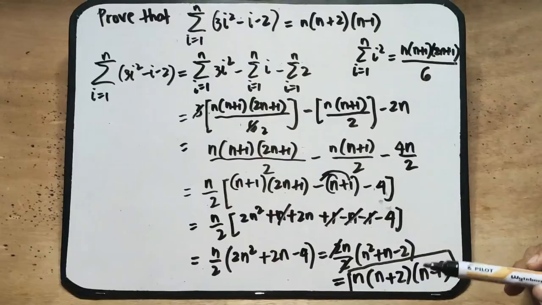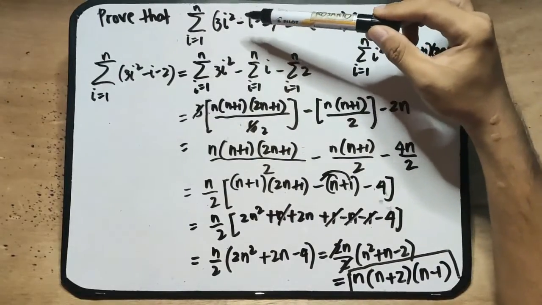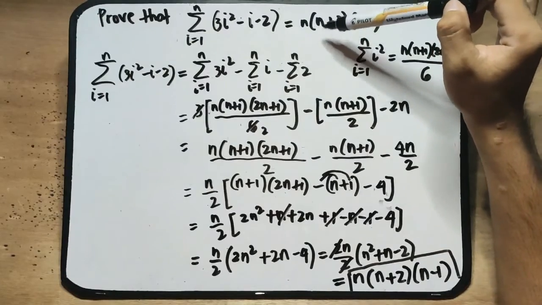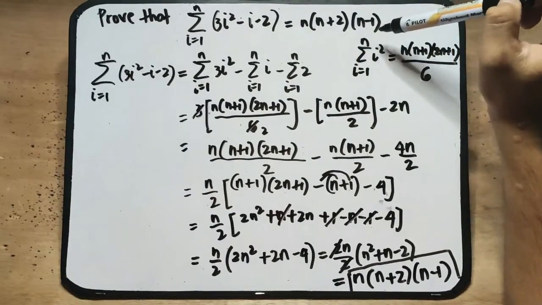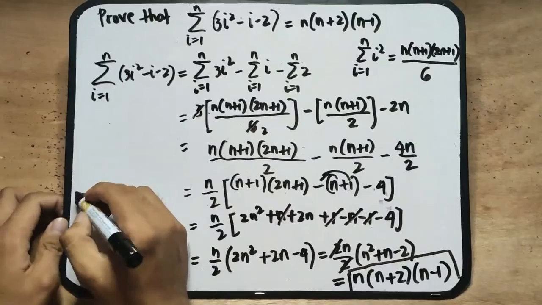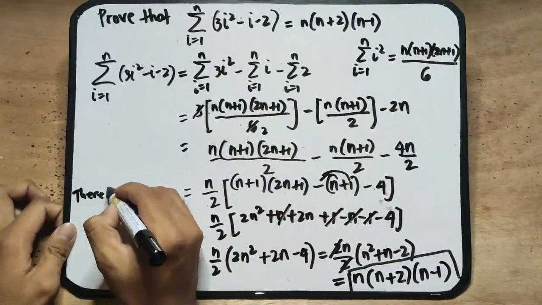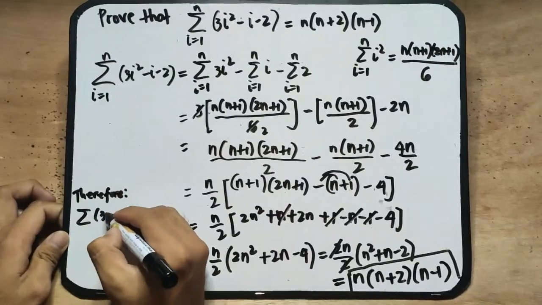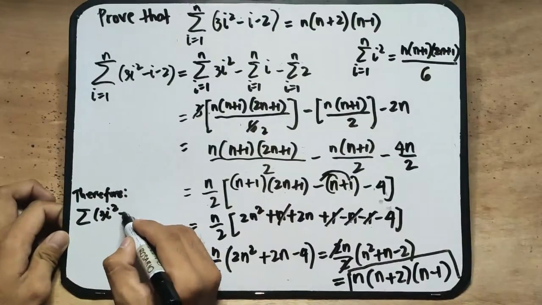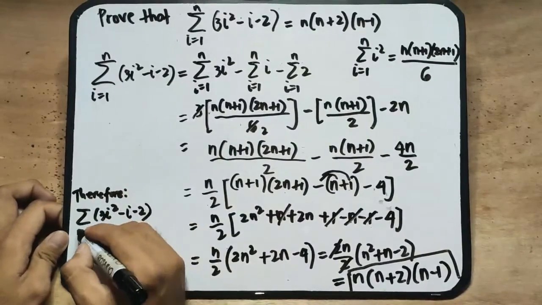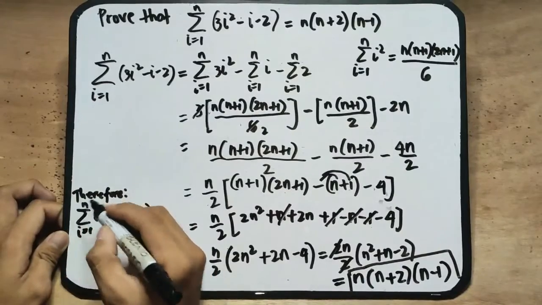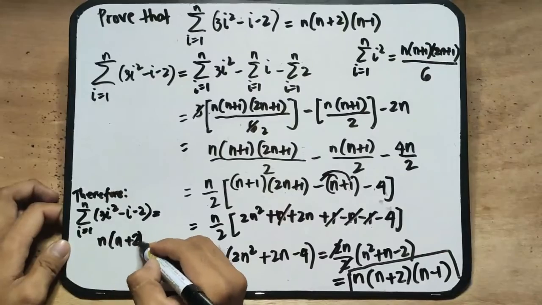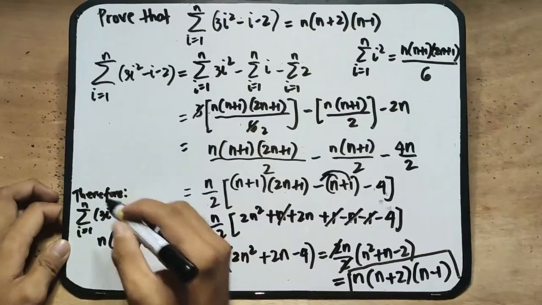Since naipakita natin na the summation of 3i squared minus I minus 2 from 1 to n ay equivalent kay n times n plus 2 times n minus 1. We say, therefore, the summation of 3i squared minus I minus 2 from 1 to n ay equivalent kay n times n plus 2 times n minus 1.